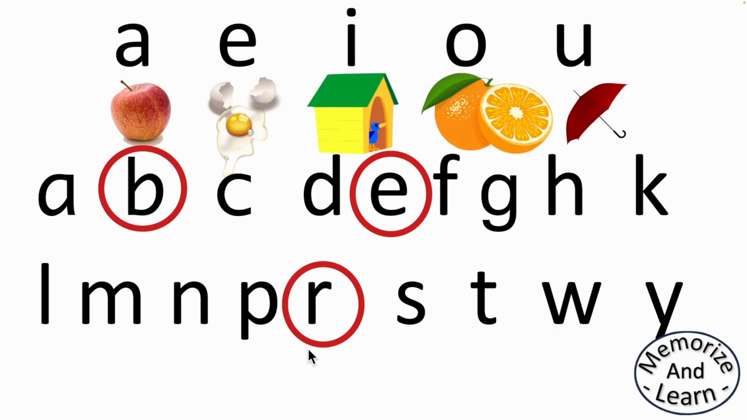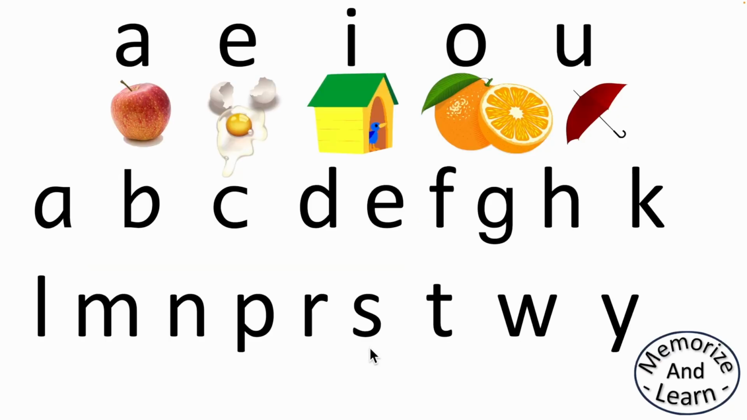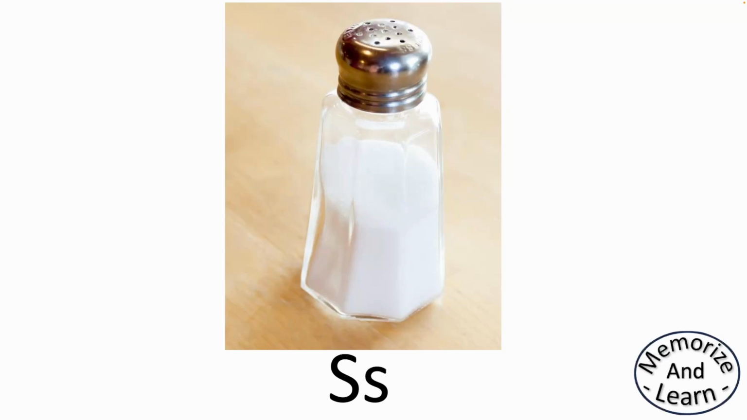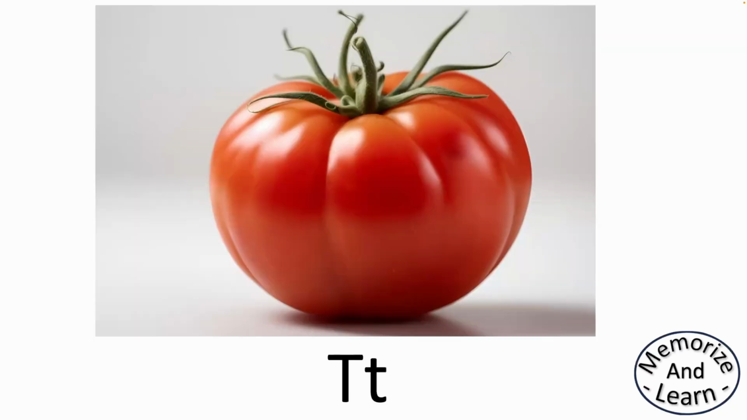R is a new letter. At the end of the name R, you can hear the sound R. The word red begins with the sound R. This is a red pencil. S is easy. At the end of the name S, you can hear the sound S. Salt begins with the sound S. T is also easy. At the beginning of the name T, you can hear the sound T. Tomato begins with the sound T.